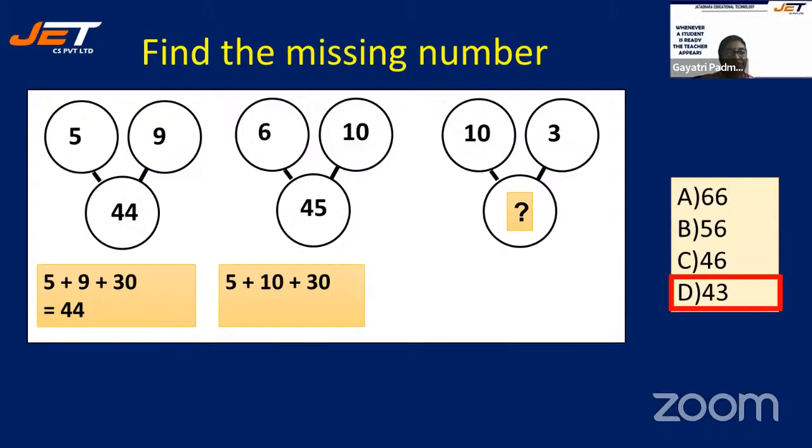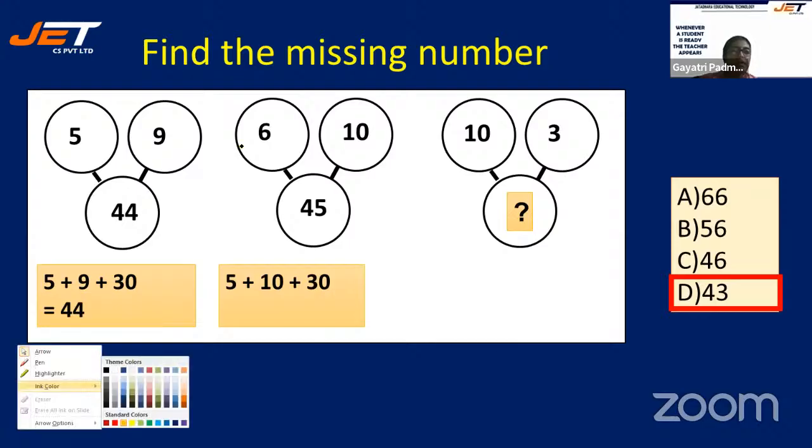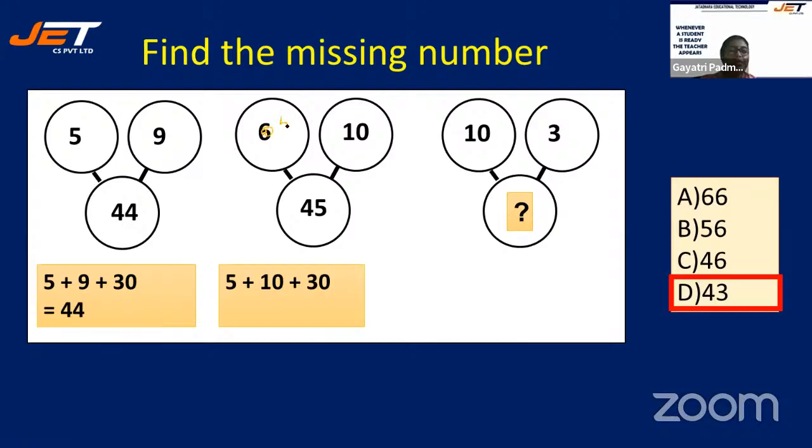5 plus 10, 15. There's a mistake here. This should be 5. So this should be 5. So 5 plus 10 plus this 30 throughout you are adding. So 5 plus 10, 15. 15 plus 30 is 45. Right?